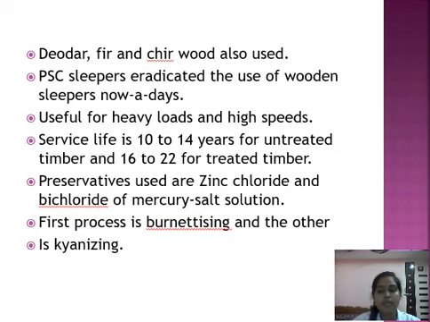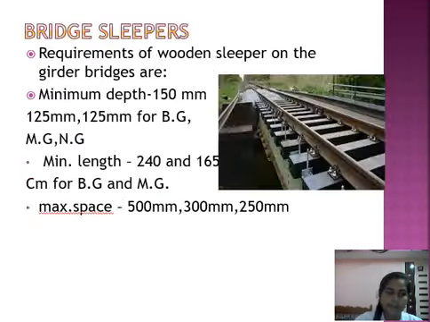So what is treated timber and untreated timber? Treated timber means the timber is treated with preservatives. Untreated timber means the timber is not treated with any preservatives. If the timber is treated with the preservative zinc chloride, the process is known as burnettizing. And if the timber is treated with the preservative bichloride of mercury salt solution, then the process is known as kyanising.